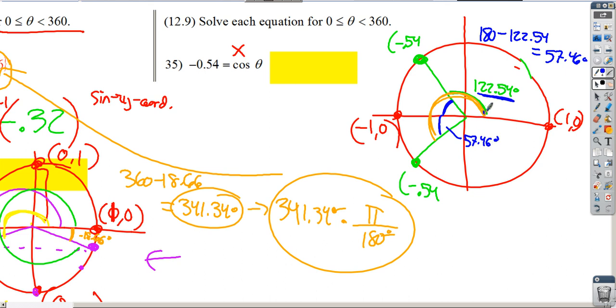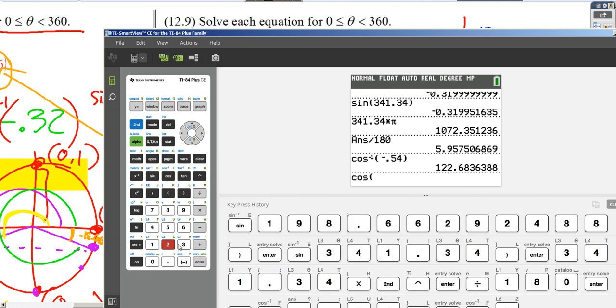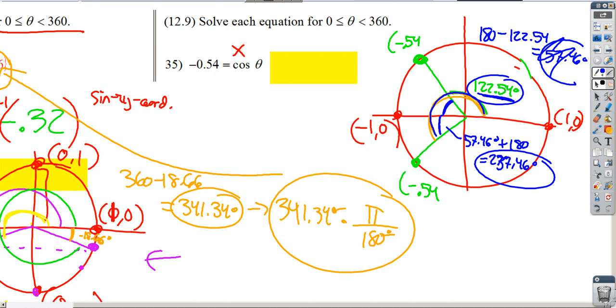What's the big orange angle? It's 180 plus that 57. And that turns out to be 237.46. If you plug the cosine of this in a calculator, you will get negative 0.54. Let's just check the 237 one, because that's really the only one we haven't checked. So cosine of 237.46 should be negative 0.54, or very close to it, and it is negative 0.537, which rounds to negative 0.54. So that is the Chapter 12 practice test. Hopefully that clarifies some confusions you might have had on trig.